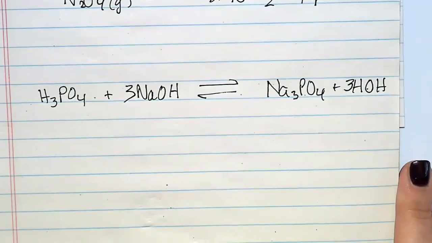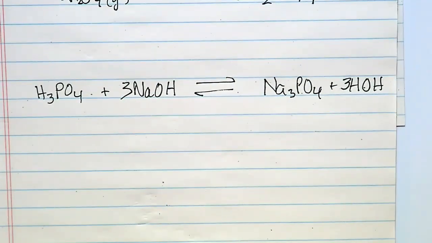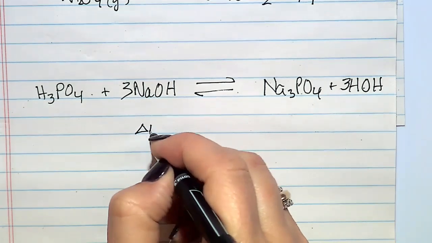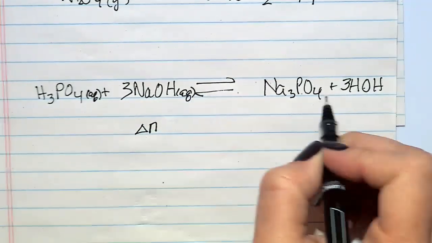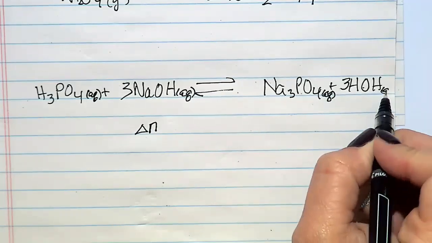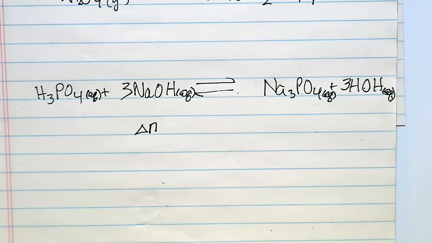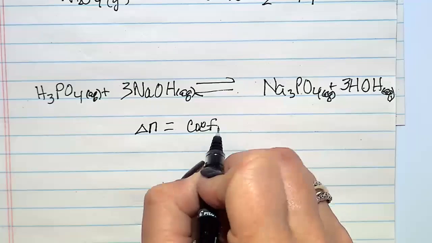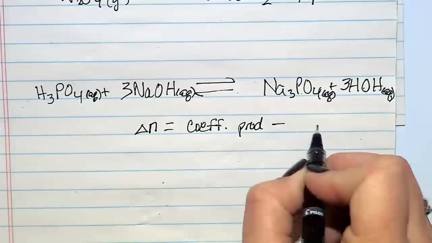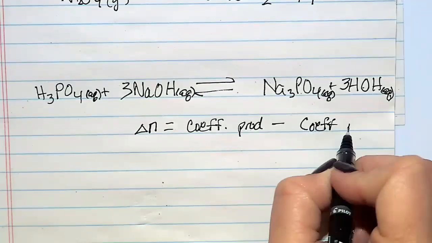Okay, so if I had that reaction and I was trying to figure out delta n, first of all, these are all aqueous. States are going to matter while we're doing this. Those are all aq. Anything solid, we ignore. We always ignore solids because their concentrations don't change. So if I were trying to find delta n, it's literally going to be the coefficients of the products minus the coefficients of the reactants.